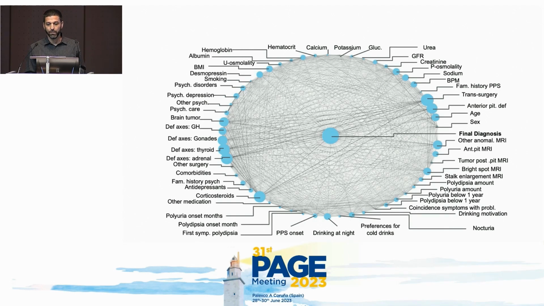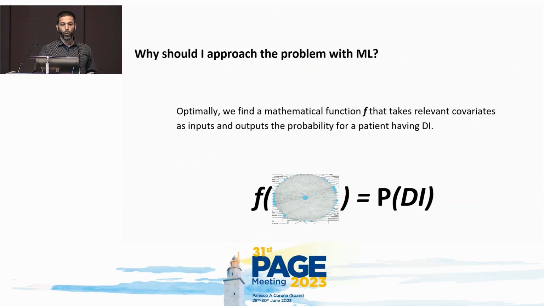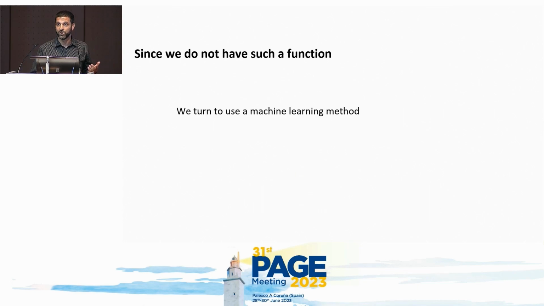But we can't blame the medical doctor for not giving the right diagnosis. Look at the map of correlations between all covariates and the final diagnosis, and the covariates between themselves. This is really, really complicated. Why should I approach the problem with machine learning? Optimally, we find a mathematical function f that takes relevant covariates as inputs and outputs the probability of the patient having DI. That's the best way we can help the medical doctor. Since we do not have such a function, we turn to machine learning methods.